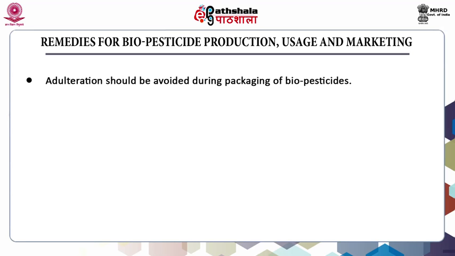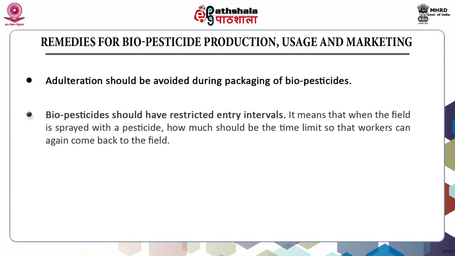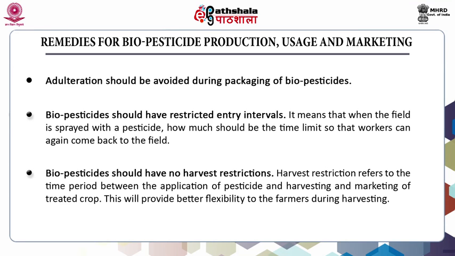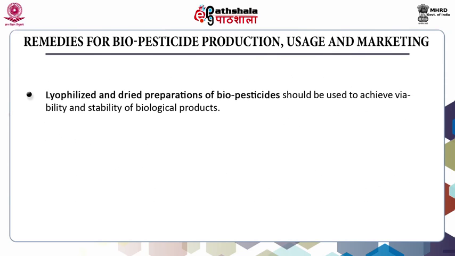Firstly, adulteration should be avoided during the packing of biopesticides. Biopesticides should have restricted entry intervals. It means that when the field is sprayed with the pesticide, there should be a time limit after which the workers can come back to the field. They should have no harvest restrictions. Harvest restriction refers to the time period between the application of the pesticide and the harvesting and marketing of the treated crop. This will provide better flexibility to the farmers during harvesting.